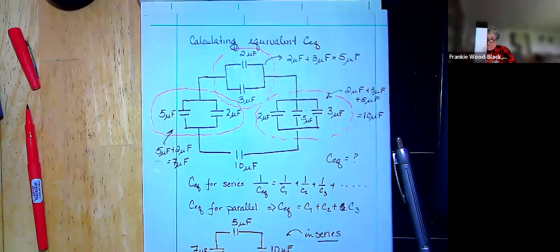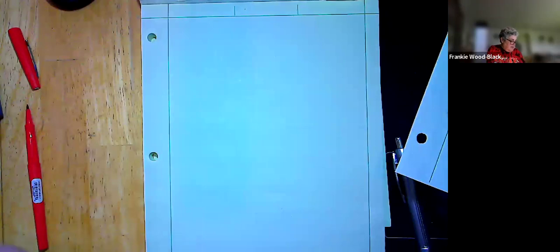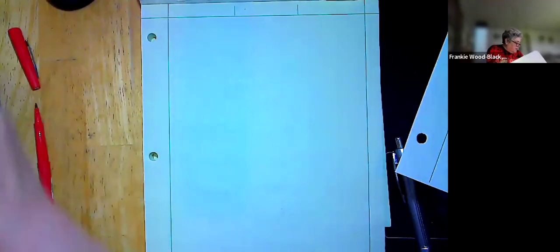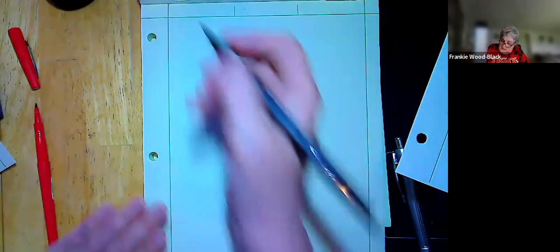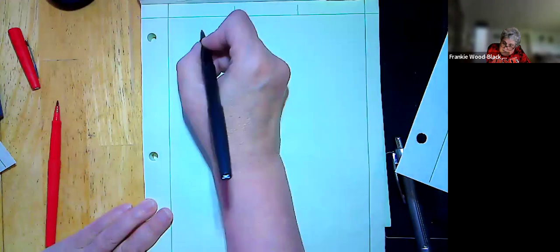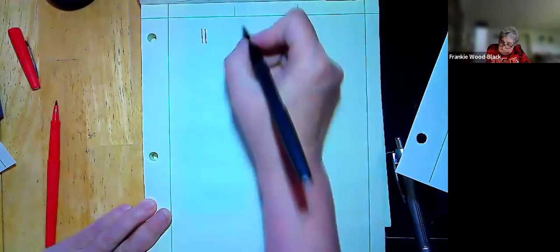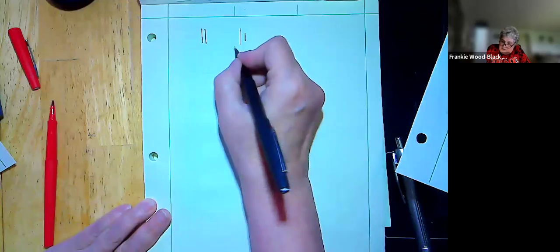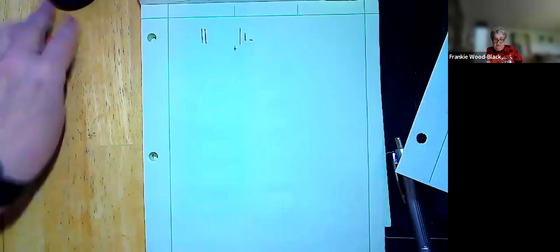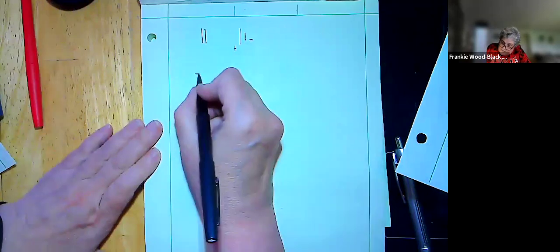So we're going to do another one, and we're going to take it a little further this time. It's going to be a lot like your homework problem in WebAssign. So we're going to start with, now capacitors are represented by flat lines. Batteries are represented by that kind of a line, where this is my positive and that's my negative. So we're going to set up a circuit here.